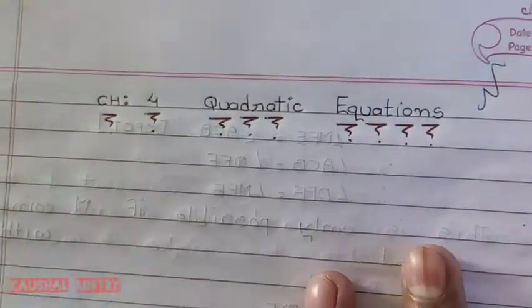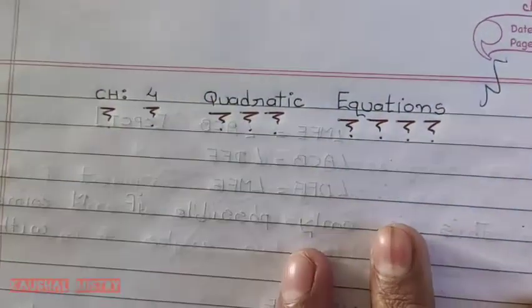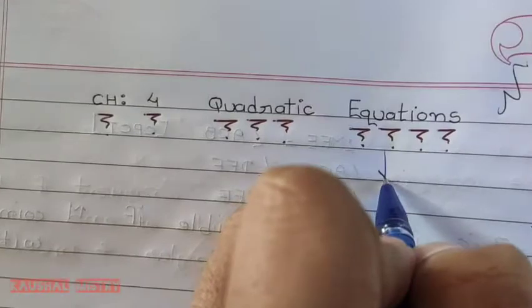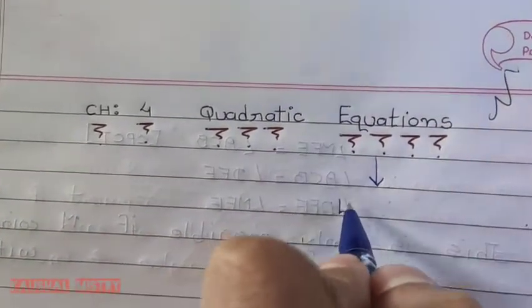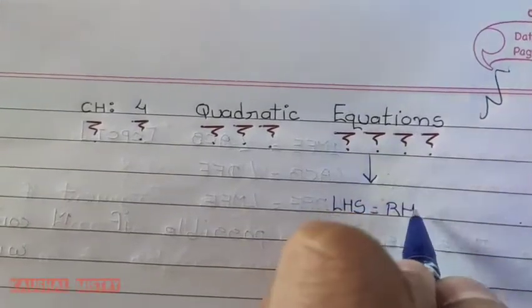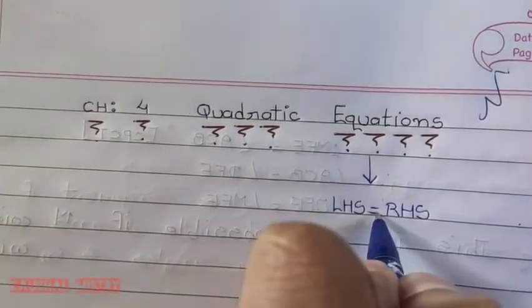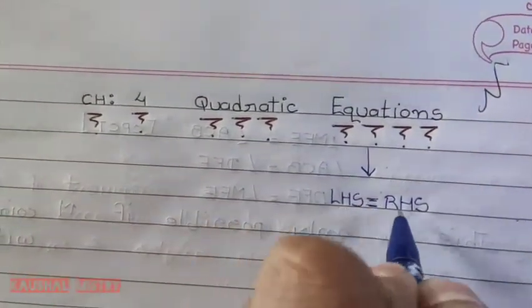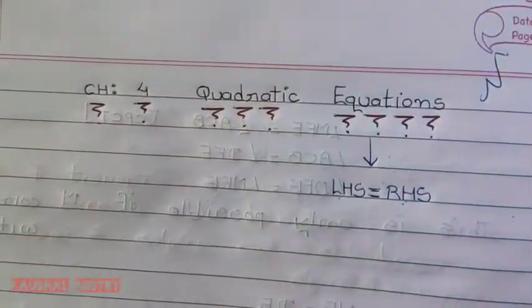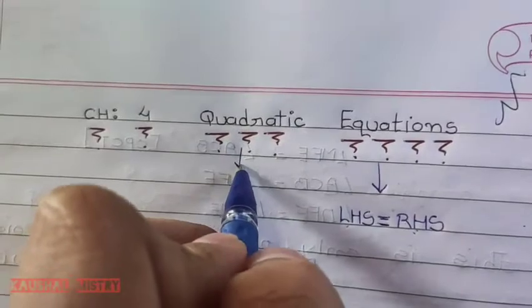We are going to start the new chapter, that is chapter number 4, quadratic equation. Now what does it mean by equation? If an algebraic term has LHS equal to RHS, that means it has an equal sign and both sides are there, then it is called an equation. And what does it mean by quadratic?